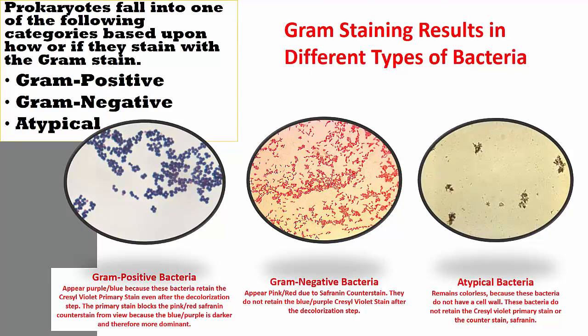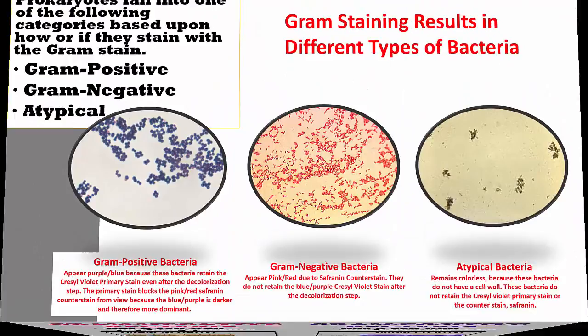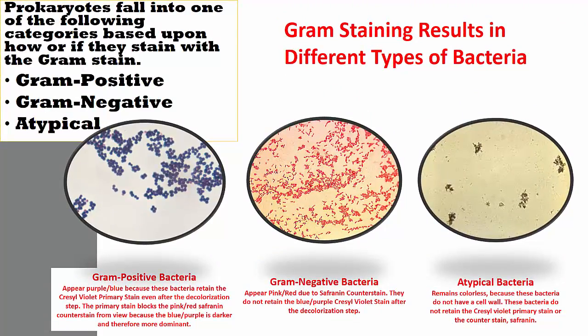So here are the gram staining results of different types of bacteria. We have gram-positive, gram-negative, and here we also have an atypical bacteria, just for fun. Our gram-positive bacteria are going to appear purplish blue because these bacteria retain the crystal violet primary stain even after the decolorization step. The primary stain blocks the pinkish red safranin counterstain from view because the bluish purple is darker and therefore more dominant.